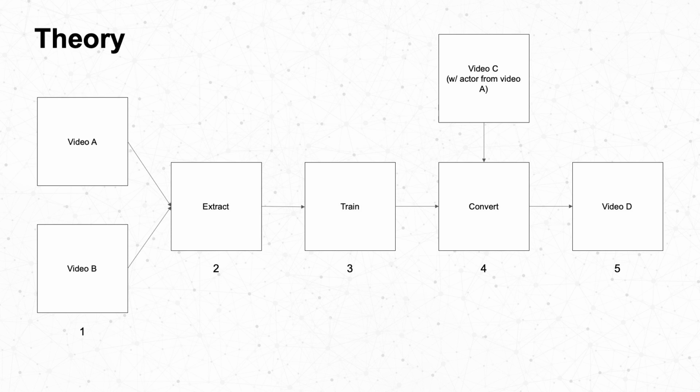Once you have those two videos on hand, you'll extract all the data that you need from those videos in step 2, in order to train up your face swapping algorithm in step 3, so that you can then convert a new video that contains person A in it in step 4, which is the conversion step. The result of step 4, the conversion step, is your deepfake video. And so we'll dive into each of those steps in a little bit of detail now.